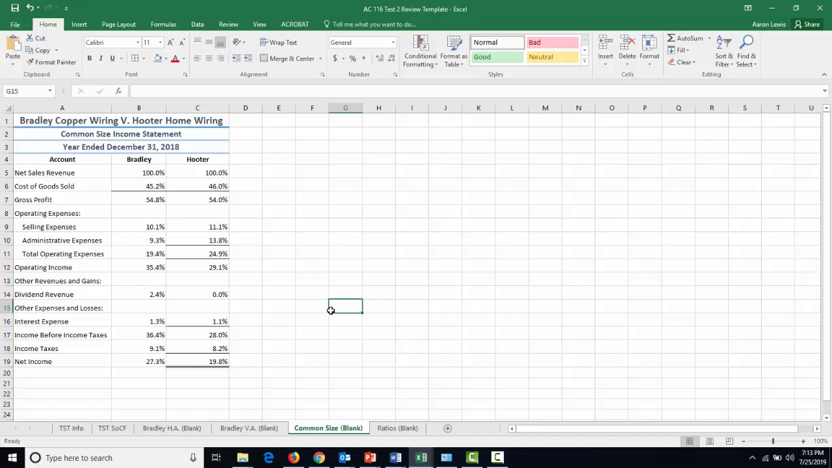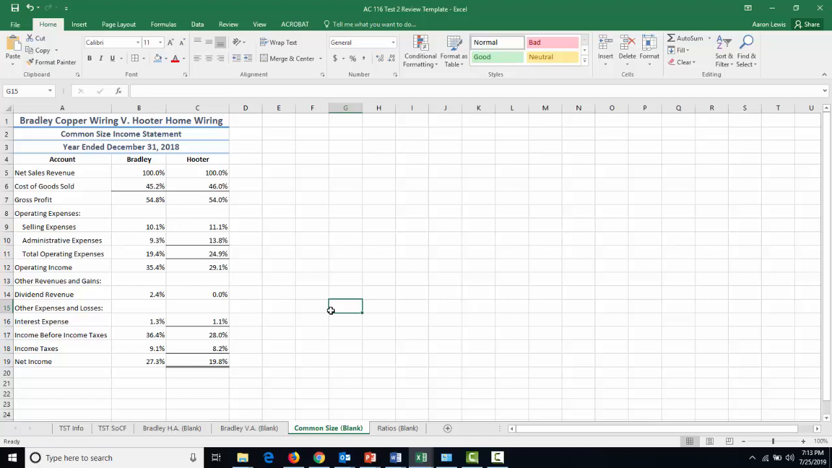What's going to happen here? Well, cost of goods sold for our chief competitor is 46%. Ours is 45.2%. It's almost exactly the same, or in fact a little bit better. For operating expenses, our selling expenses are lower, our administrative expenses are lower, and therefore our total operating expenses are lower. And it also means that our operating income is higher. We have a little bit of dividend revenue. They don't have any. Our interest expense is about the same. Our taxes are slightly higher, but that's probably because we're more profitable.